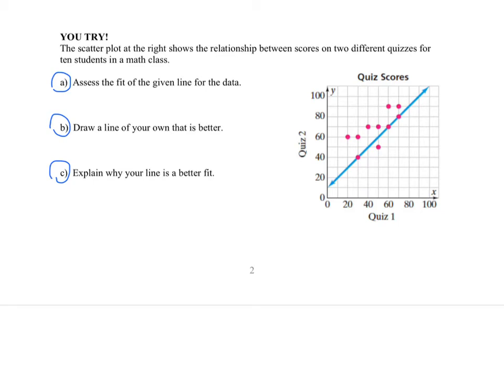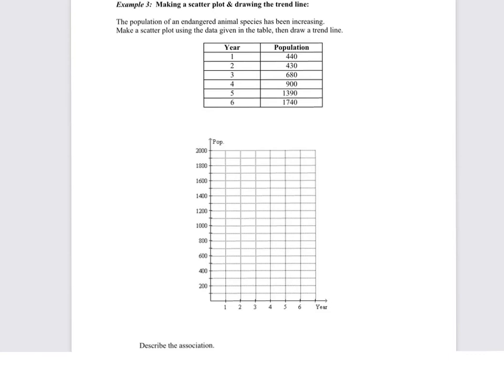Let's look at example 3 together. We're making a scatter plot and drawing the trend line. The population of an endangered animal species has been increasing. Make a scatter plot using the data given in the table, then draw a trend line. So we're going to first graph our coordinates. We have our year, which is our x, and then your population is your y.